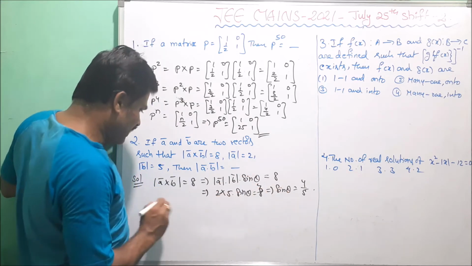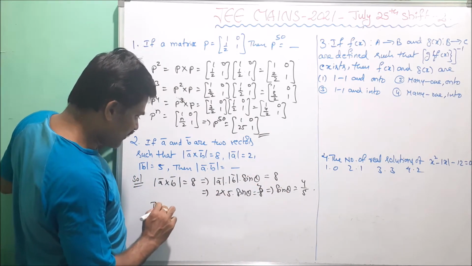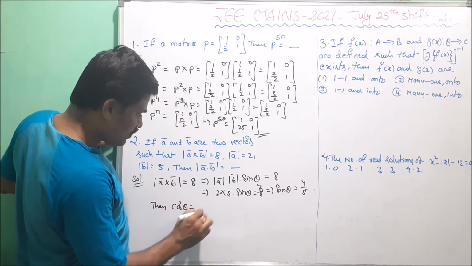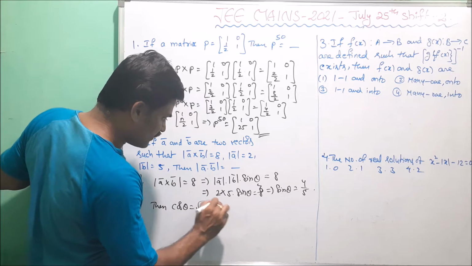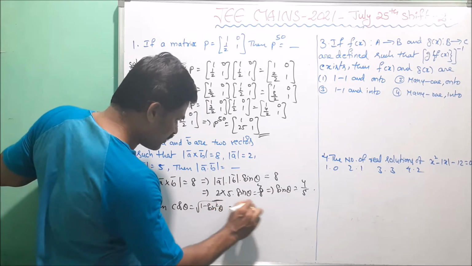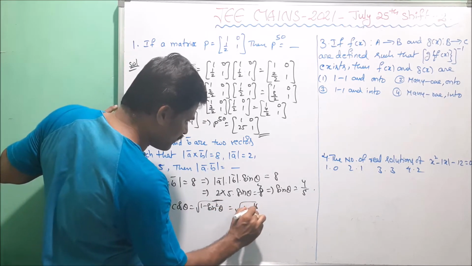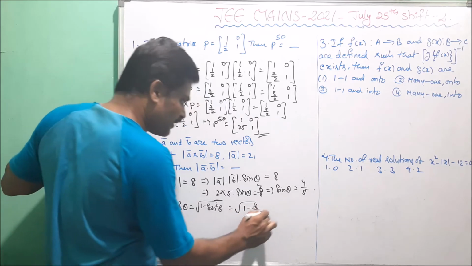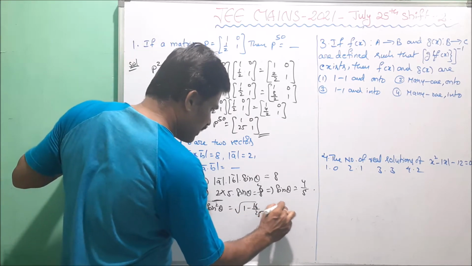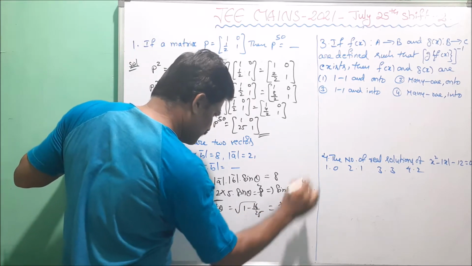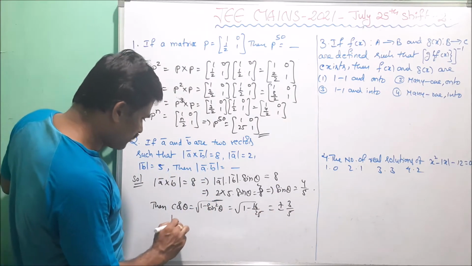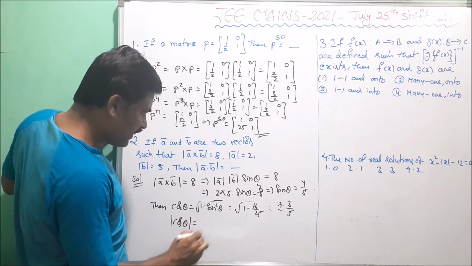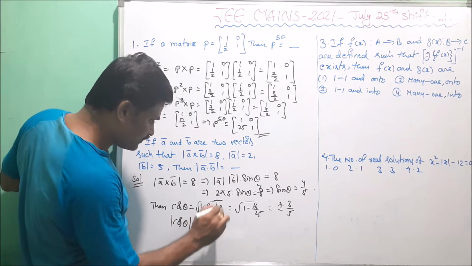Now using sin theta, we find the cos theta value. Cos theta equals square root of 1 minus sin square theta, that means square root of 1 minus 16 by 25. That is 9 by 25, so this is plus or minus 3 by 5. Now we take mod cos theta, that is only 3 by 5.